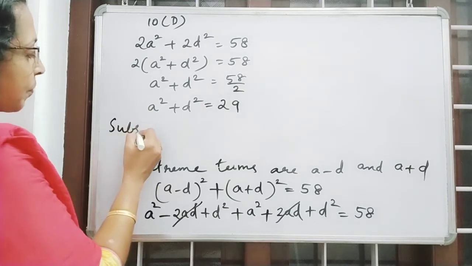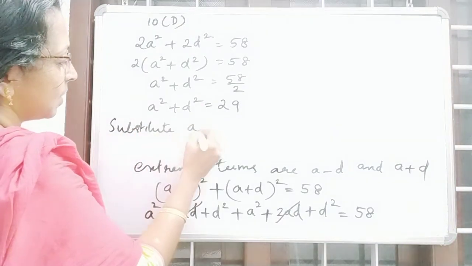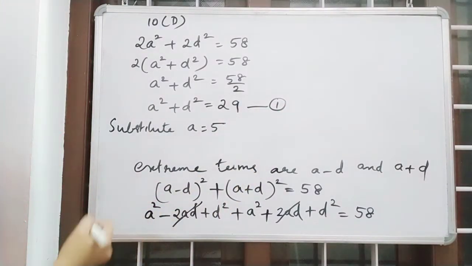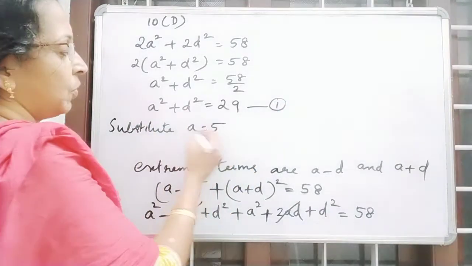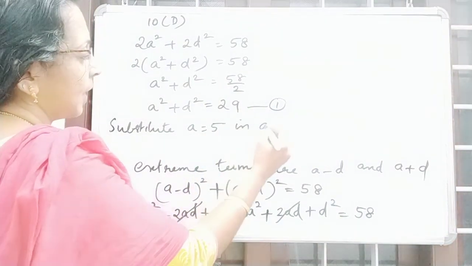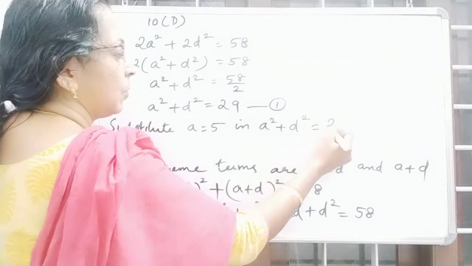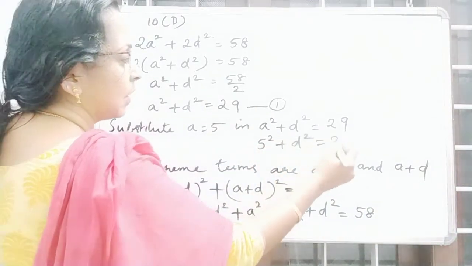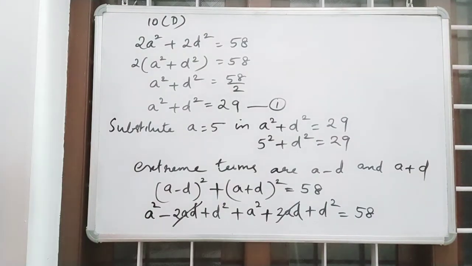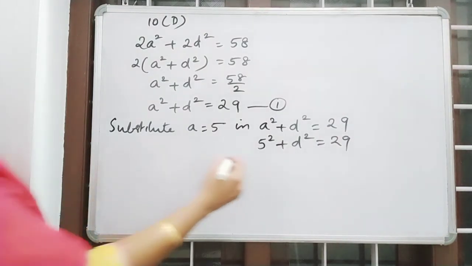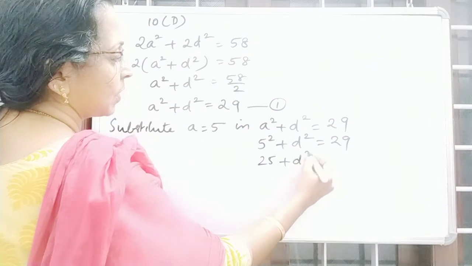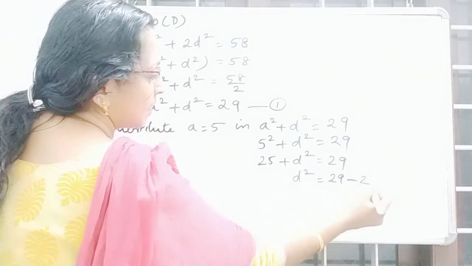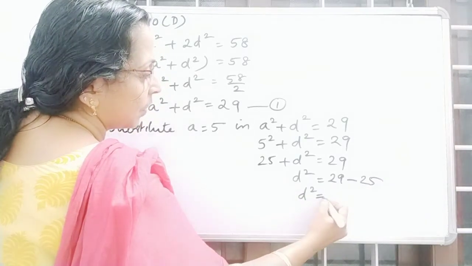Substitute A is equal to 5. Suppose this is equation number 1. Substitute A is equal to 5 in A square plus D square is equal to 29. So it will be 5 square plus D square is equal to 29. 25 plus D square is equal to 29. Therefore D square is equal to 29 minus 25, that is D square is equal to 4.